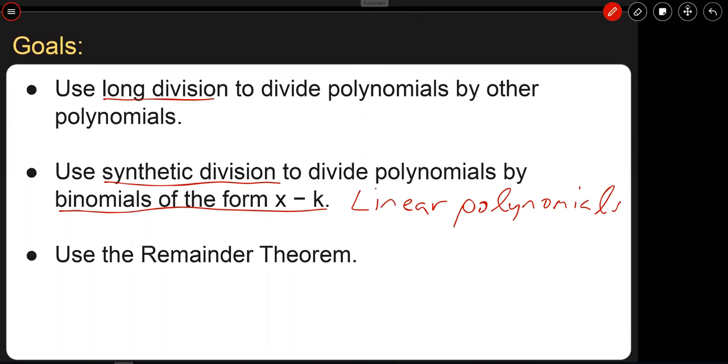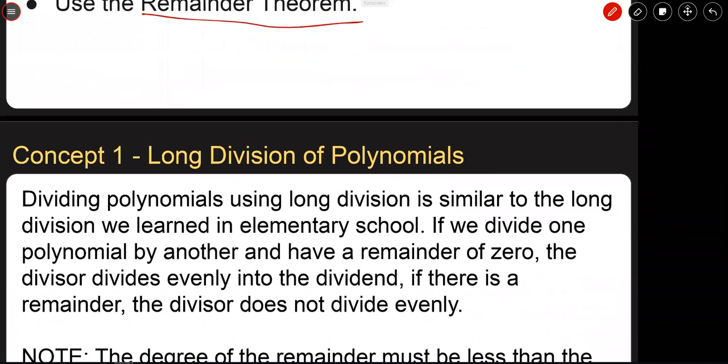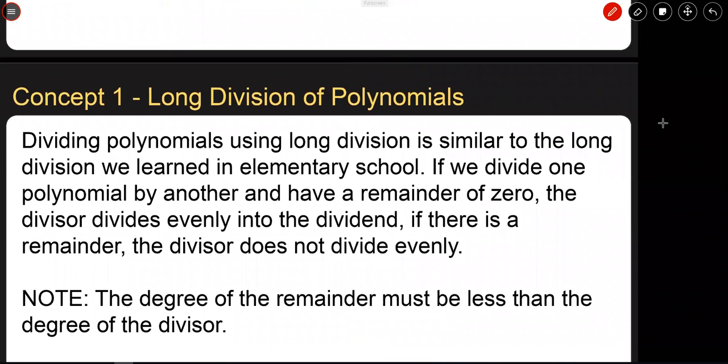And then we're going to use something that comes out of synthetic division called the remainder theorem. All right, so let's get going on this. So concept one, the long division of polynomials. Dividing polynomials is just like long division that we learned in elementary school. It's very similar to it.